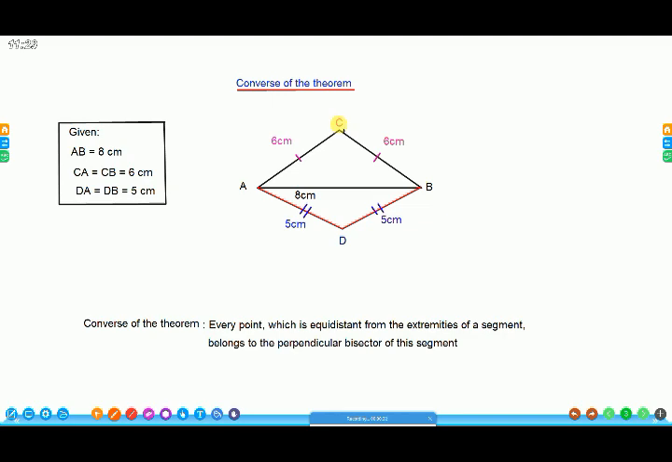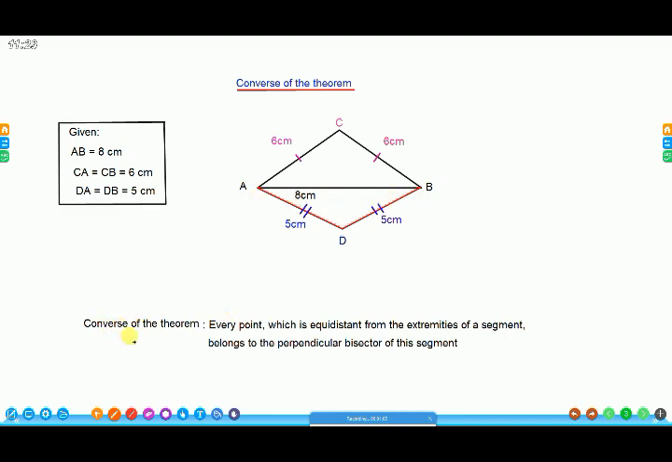So instead of saying C is at equal distance from A and B, we say C is equidistant from the 2 points A and B. And since A and B are the two extremities of the segment AB, C is equidistant from the extremities of the segment AB. Same for point D. DA equals DB equals 5 centimeters. So D is equidistant from the extremities of the segment AB.